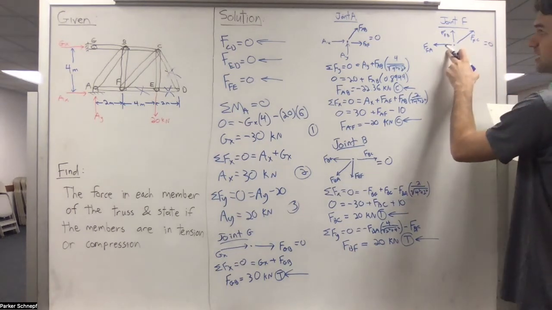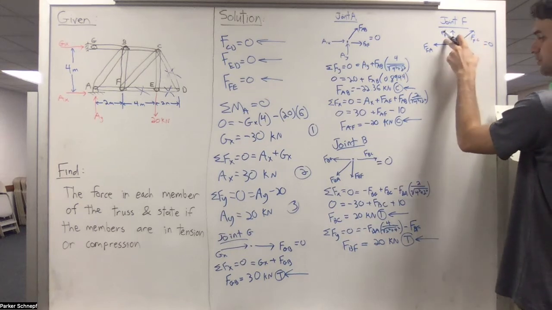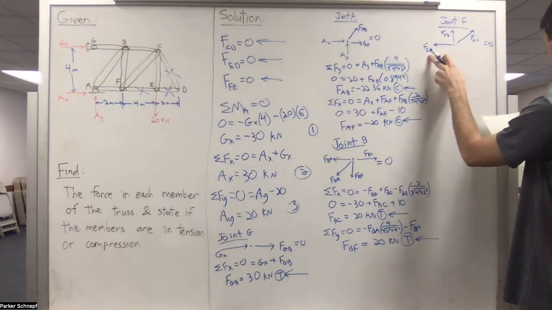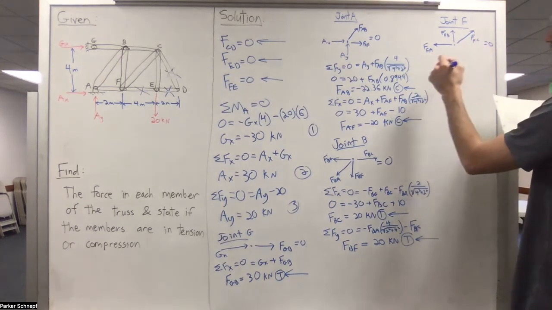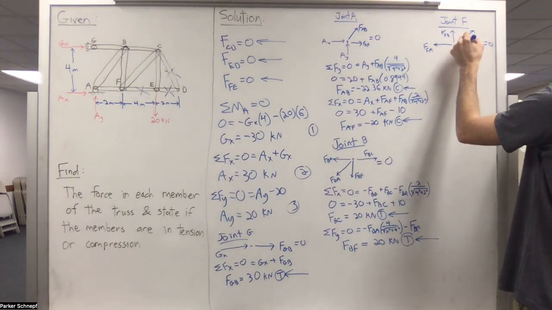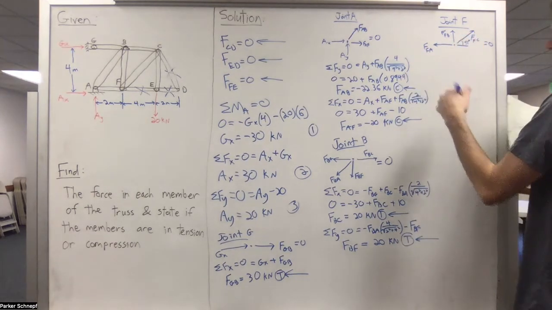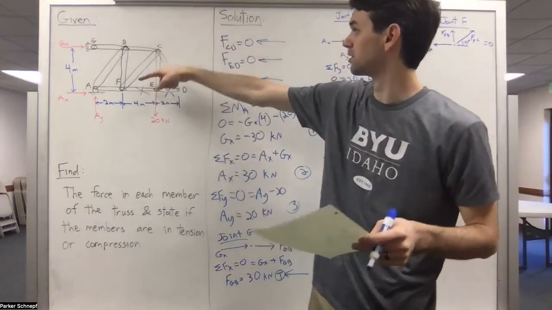All right, so in this case, we only have one unknown, right? We've already solved for FB. We've already solved for FA. This should go pretty quick. We just need to solve for FC. And FC, we know that's at a 45-degree angle, right? For joint F, it's going to be a 45 degree.